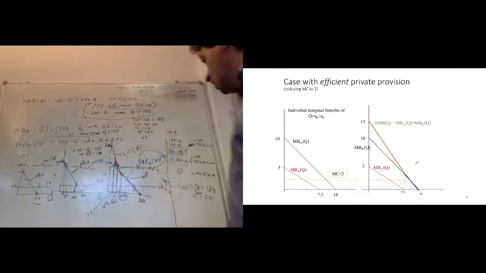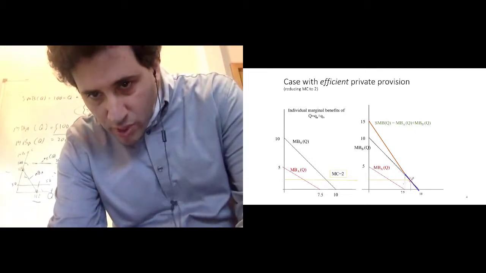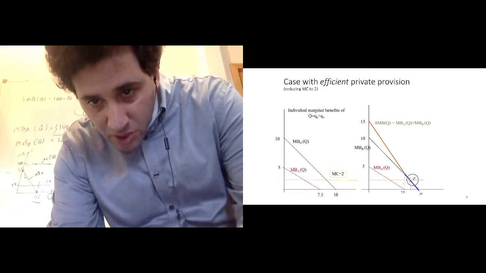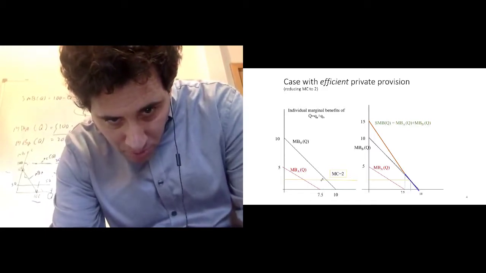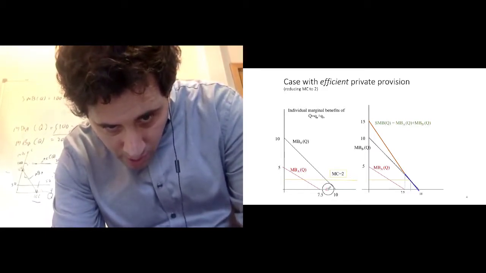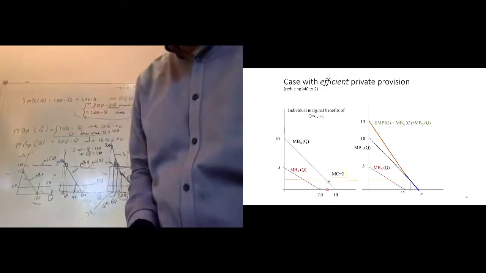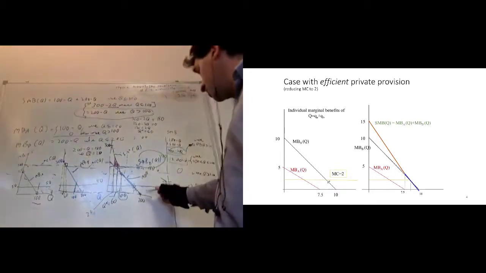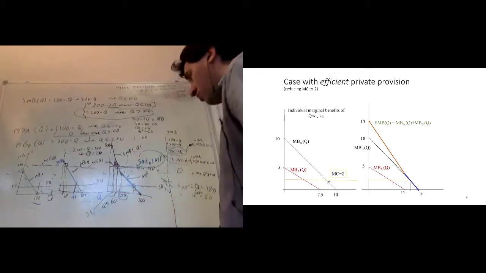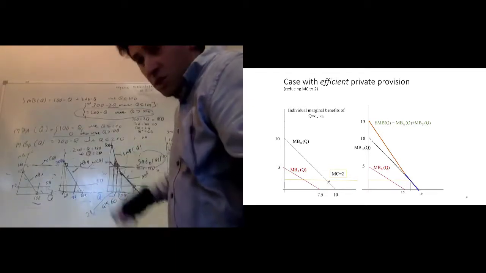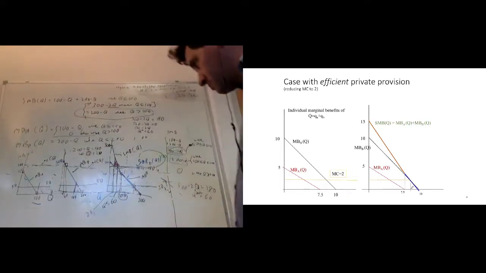So in the PowerPoint, we're in a range, you see here, where for this marginal cost of, in this case, 2, it's past the point where A is still getting any benefits. So in fact, the social marginal benefit is just the marginal benefit of B for points between 100 and 200, or for points greater than 100 in the problem, or for points greater than 7.5 in the PowerPoint.